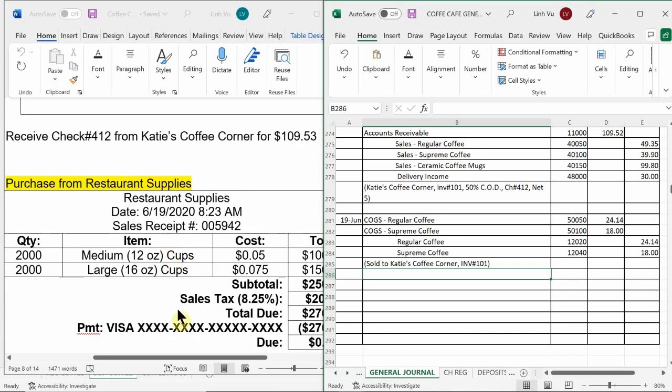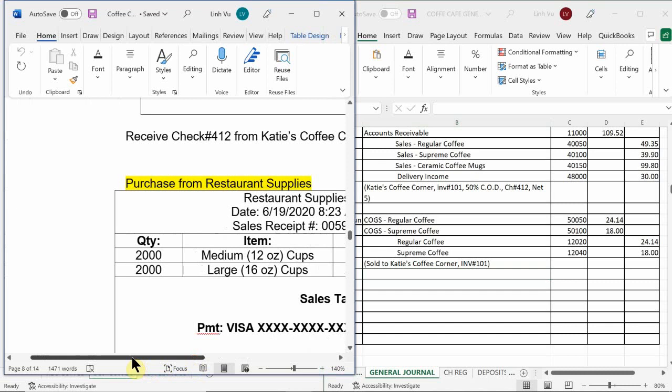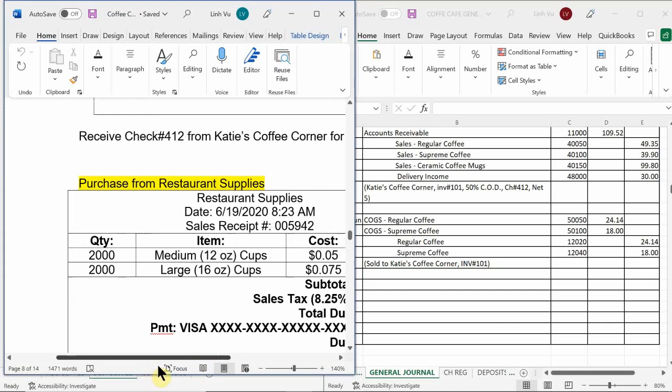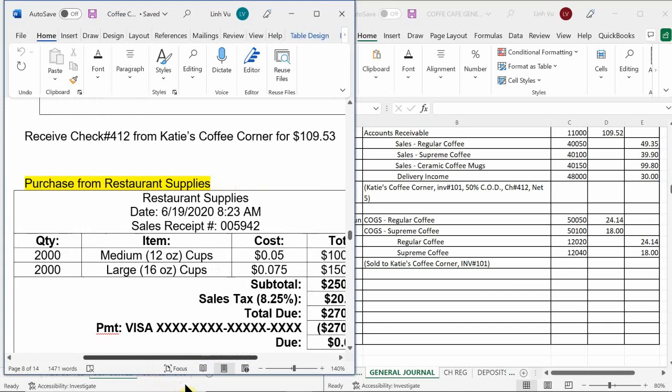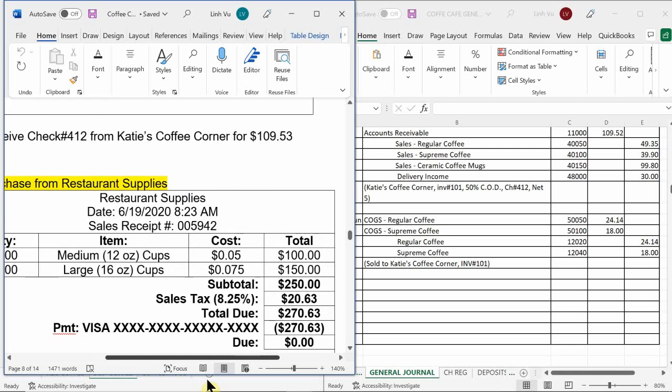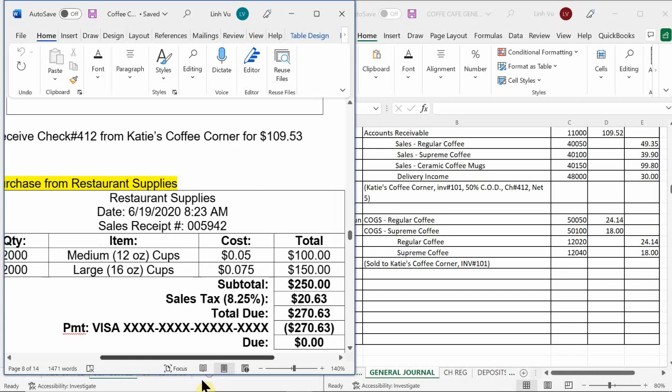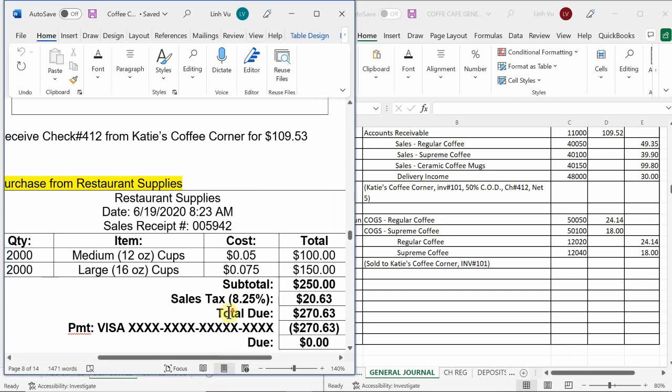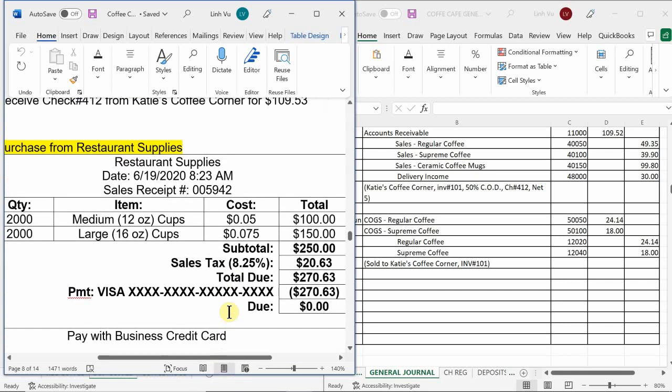We end up purchasing from restaurant supplies, right? We needed more coffee cups. All right. So here is the receipt. You went at 8 o'clock in the morning to go grab some coffee cups, right? So how do I journalize this transaction here?